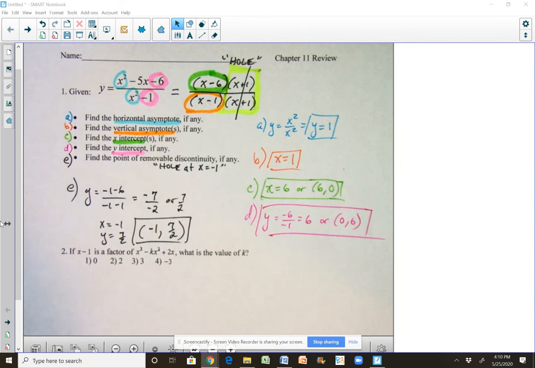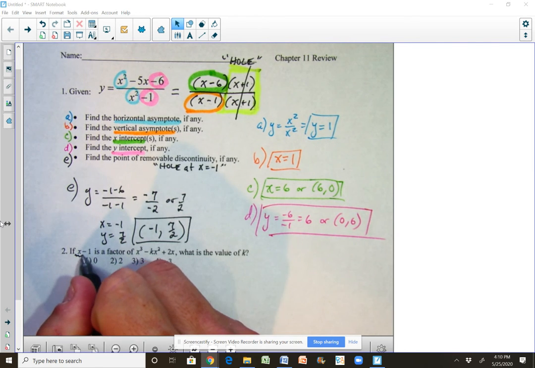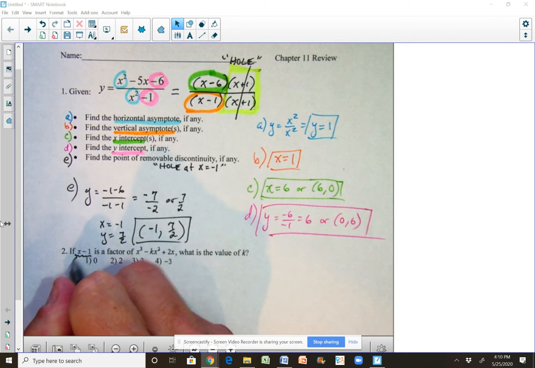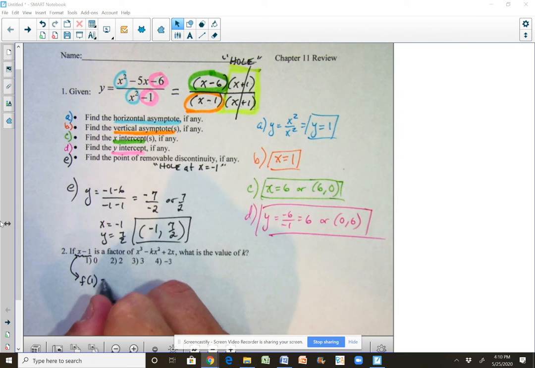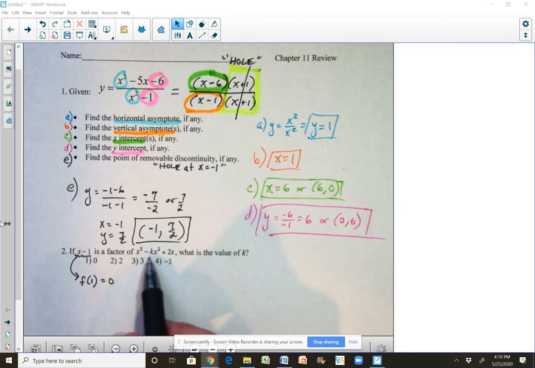All right, so now we go on to question number 2. If x minus 1 is a factor of this, what do we know about that? Well, if x minus 1 is a factor, then we know f of 1, when you plug x equals 1 in, comes out to be 0, because if it's a factor, the remainder would be 0. So we can use this concept by plugging 1 into the expression and setting it equal to 0. That will help us solve for the missing k value.